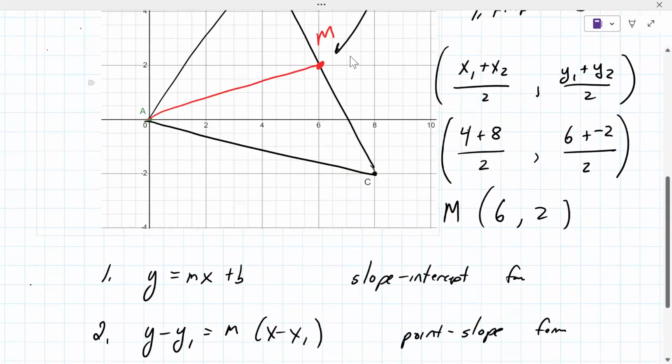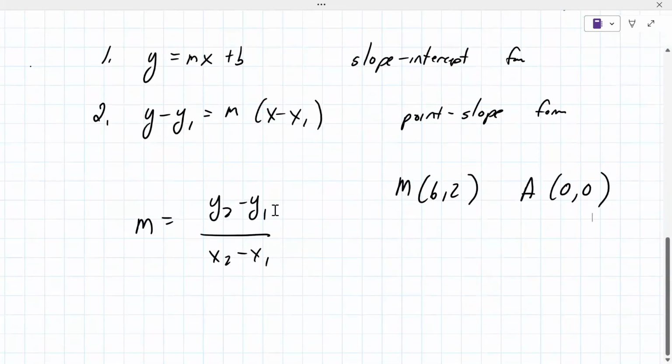That's why I recommend drawing it, called the median line, so that you know what you're looking for. All right, so could you find the slope here between these 2 points? Yeah, I will.